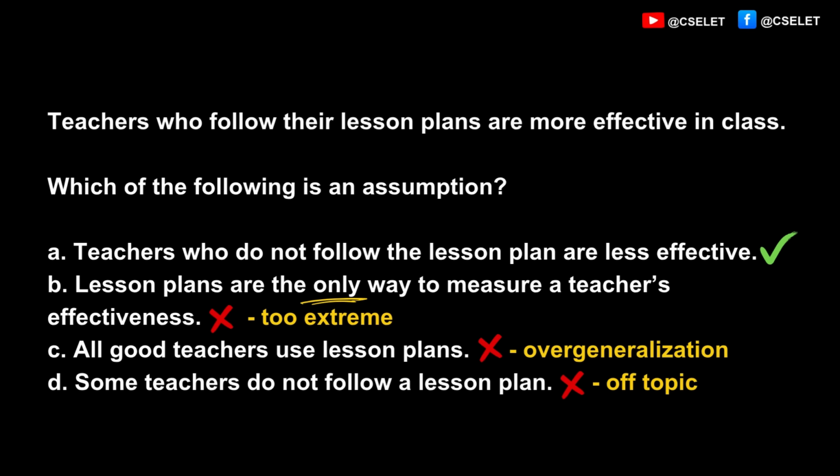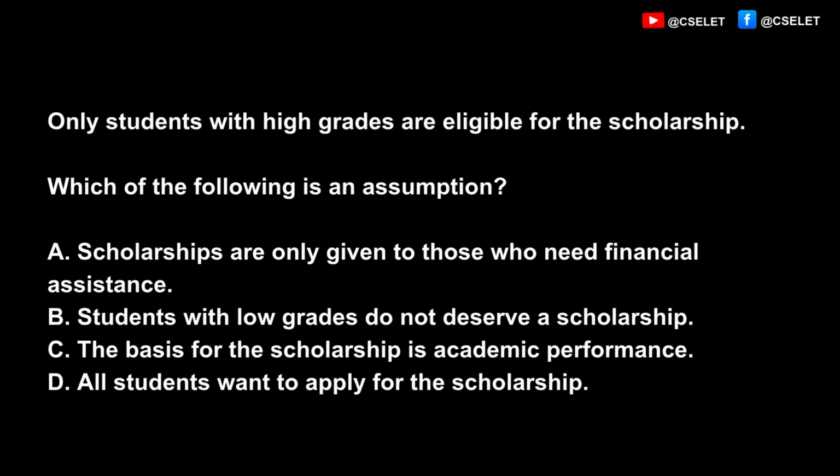Here's another example. Only students with high grades are eligible for the scholarship. Which of the following is an assumption? A, scholarships are only given to those who need financial assistance. B, students with low grades do not deserve a scholarship. C, the basis for the scholarship is academic performance. D, all students want to apply for the scholarship. The correct answer is letter C. The basis for the scholarship is academic performance.